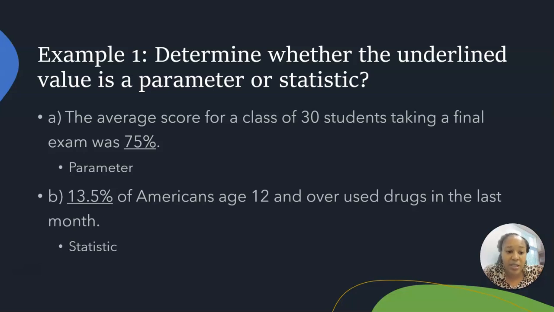So why is this a statistic? Well, our population here would be Americans age 12 and over. Now, there is no way that they could sample every American age 12 and over. That would be a difficult task to do, to sample that full population. So this 13.5% has to represent a sample of that population. And because it represents a sample of that population, 13.5% is a statistic and not a parameter. Hopefully that makes sense. So if your value represents the whole population, then it's a parameter. If it only represents the sample, then it is a statistic.